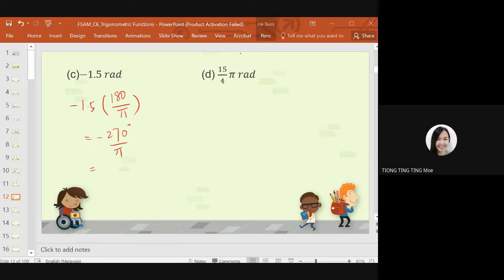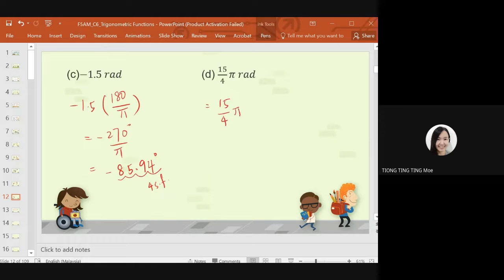Everyone practice. Your answer is negative 85.94. Do you know how to count the decimal significant figure? 1, 2, 3, 4. Okay, 4 significant figure. If it is zero, it is not counted. Count the ones that have numbers. Okay, 4 significant figure.